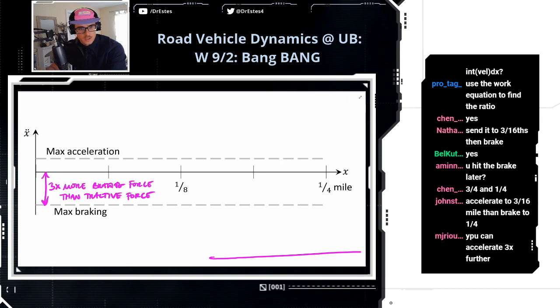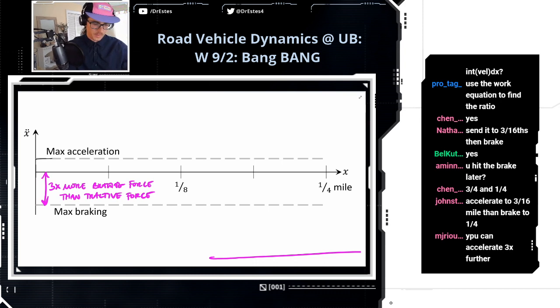Two people got the 3/16. Wait, so you're saying you accelerate real early and then you brake like the rest of the way? You can accelerate for three times more distance than you brake. Okay. That is correct. So think about it. The change in kinetic energy is still zero. So the work done by accelerating needs to be canceled out by the work done by braking. Now, the work done by accelerating is less effective in this case because I have three times less force. So I would have to accelerate three times the distance to do the same amount of work.